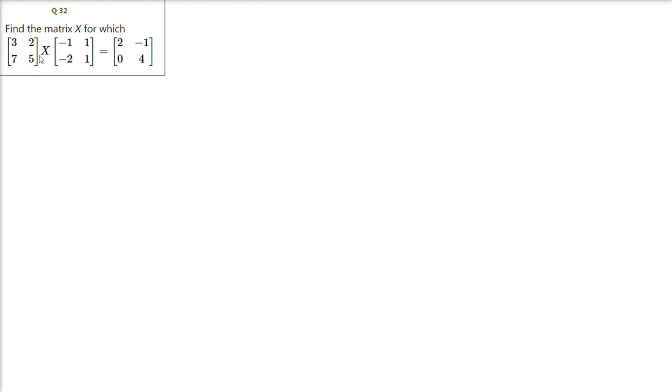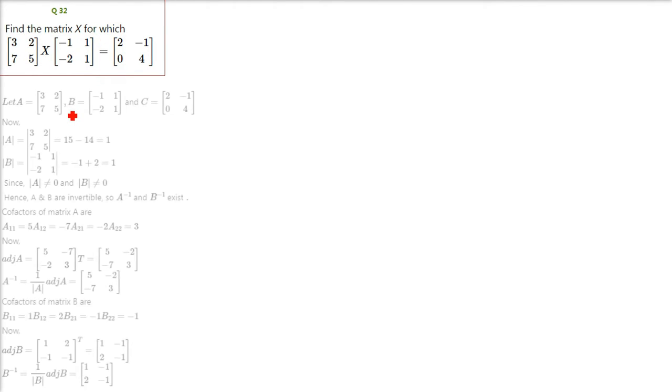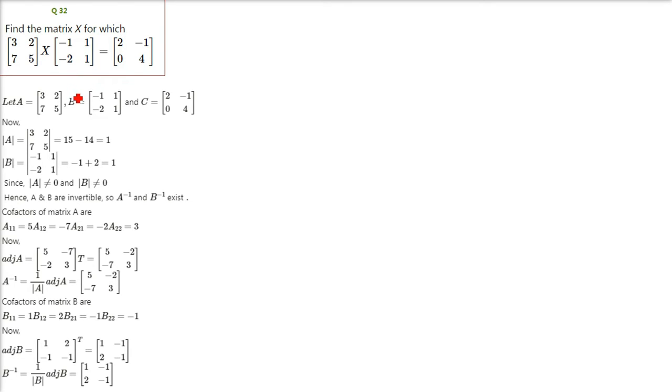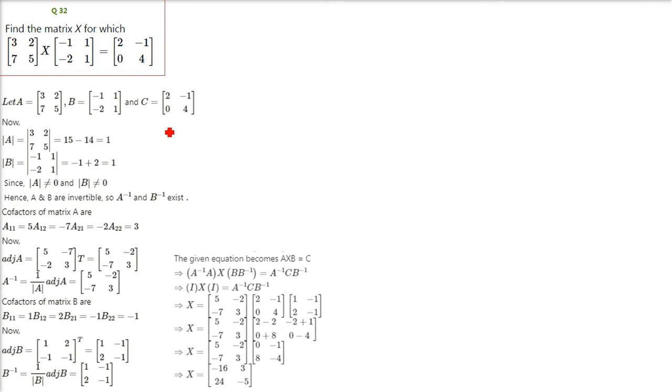Now find the matrix X for which. Here we have three matrices which are already given. One matrix X needs to be found out. So previously we saw this for two matrices, and we have to find out the other one. Here three matrices are given, we have to find out X.